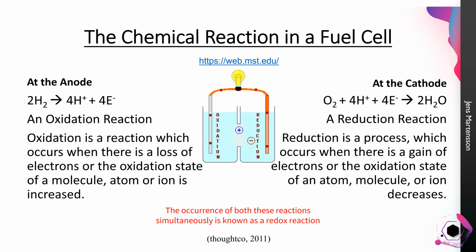You can see at the top, illustrated by the chemical equation, that when 2 moles of hydrogen gas are introduced to the system at the anode, 4 moles of hydrogen are separated from their respective electrons. And at the cathode, we have 1 mole of oxygen in combination with 4 hydrogen atoms, plus the 4 electrons which were previously separated, are combined to make 2 moles of water.